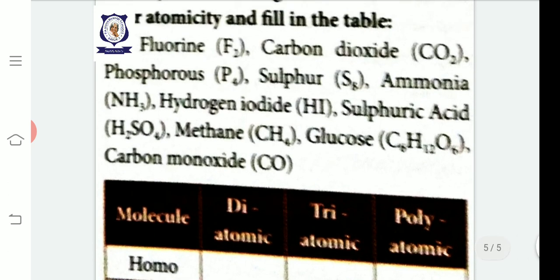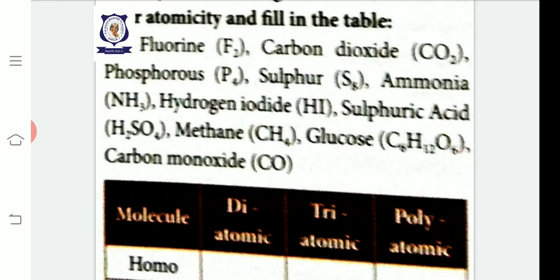See, in fluorine, how many atoms are there? 2 atoms are there, so it is a diatomic molecule. It is the same element, so homodiatomic molecule. Then carbon dioxide. In carbon dioxide, carbon and oxygen, but there are 3 atoms, and different elements, so heterotriatomic molecule. Phosphorus, same element. Number of atoms present is 4.